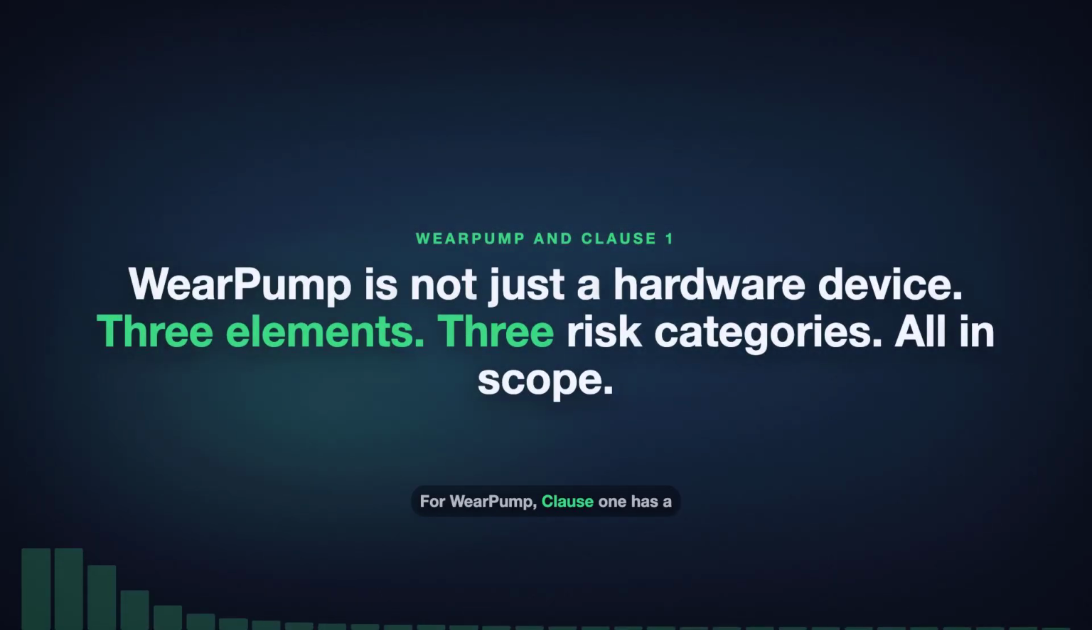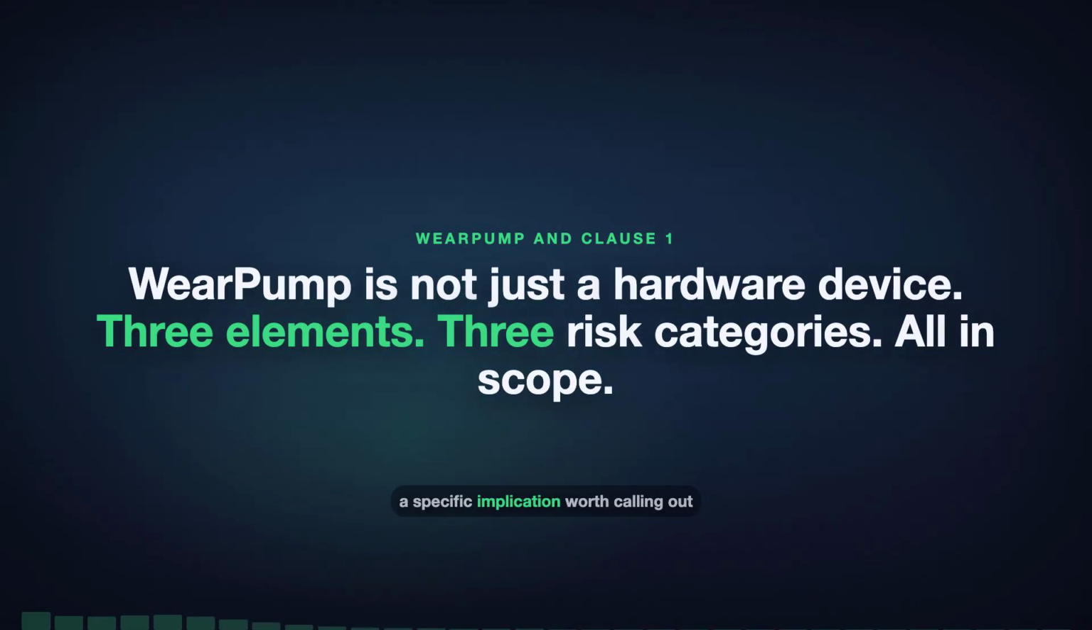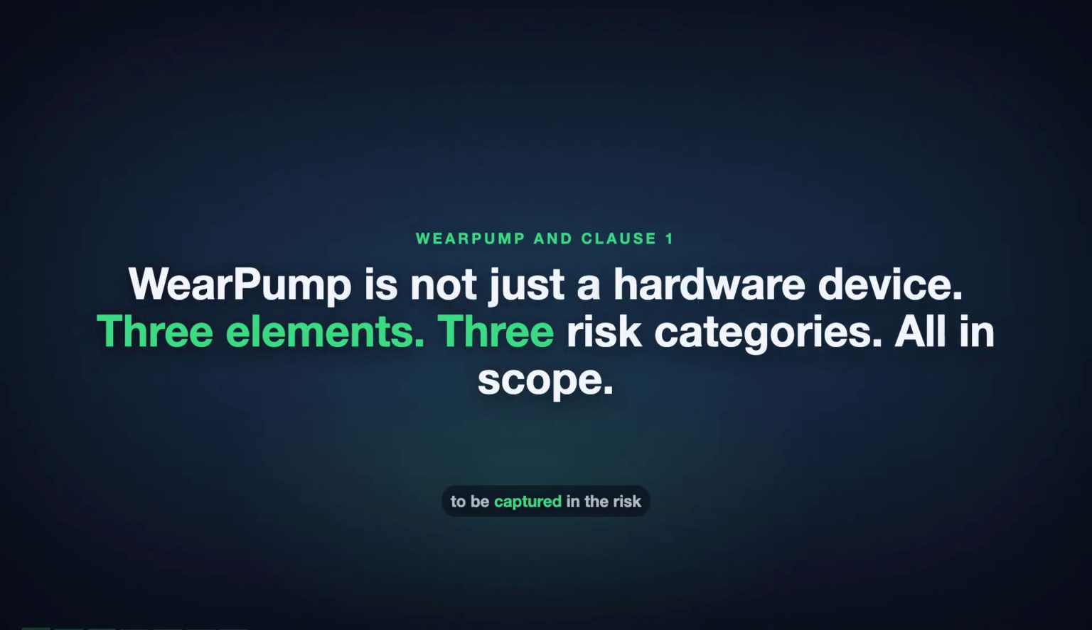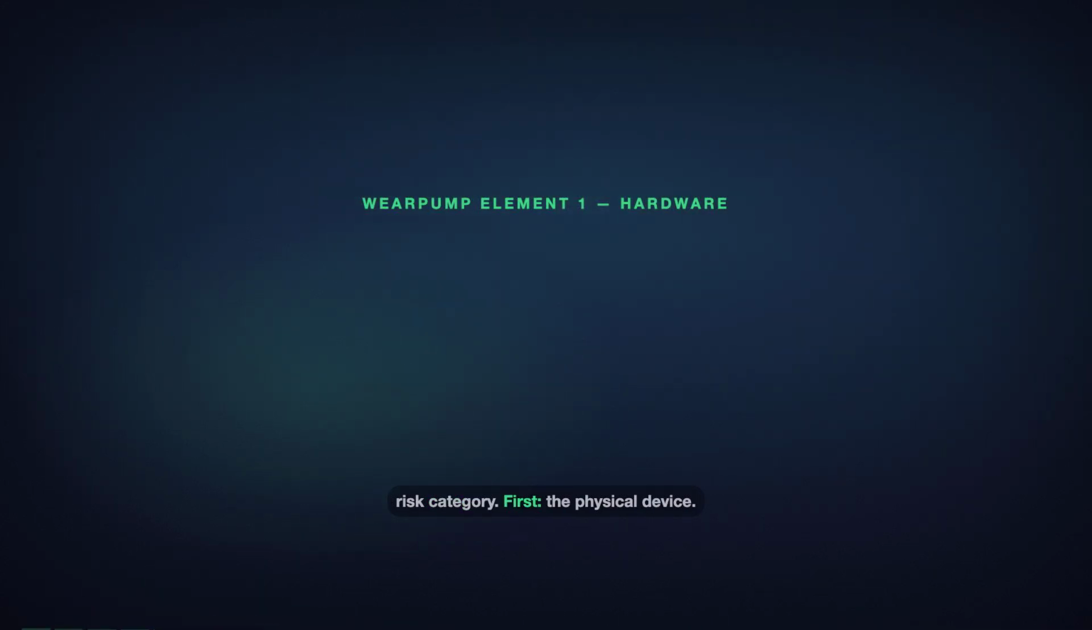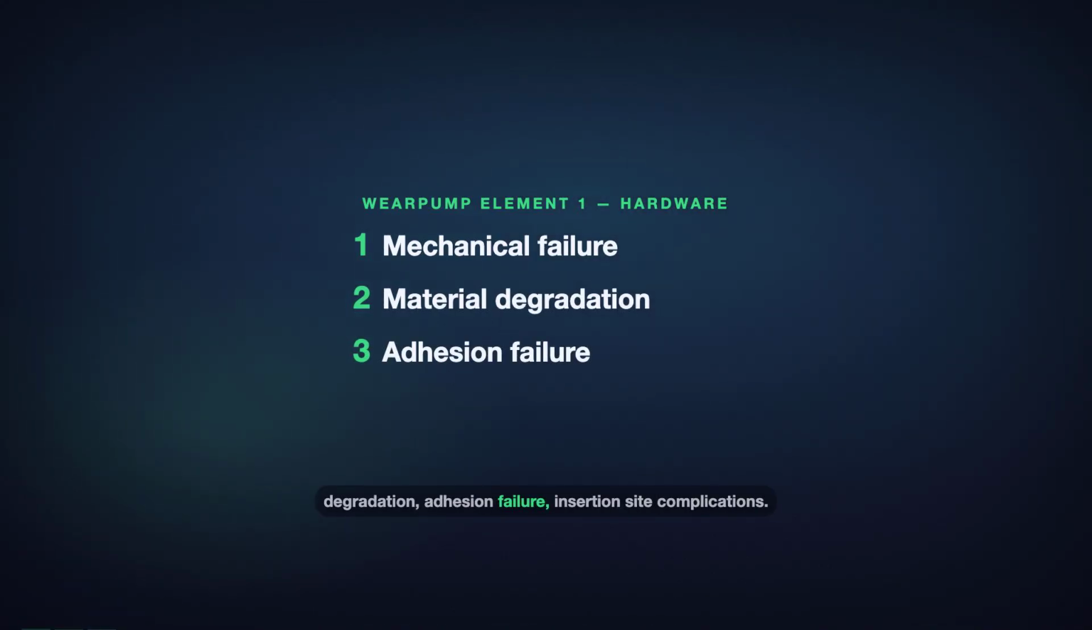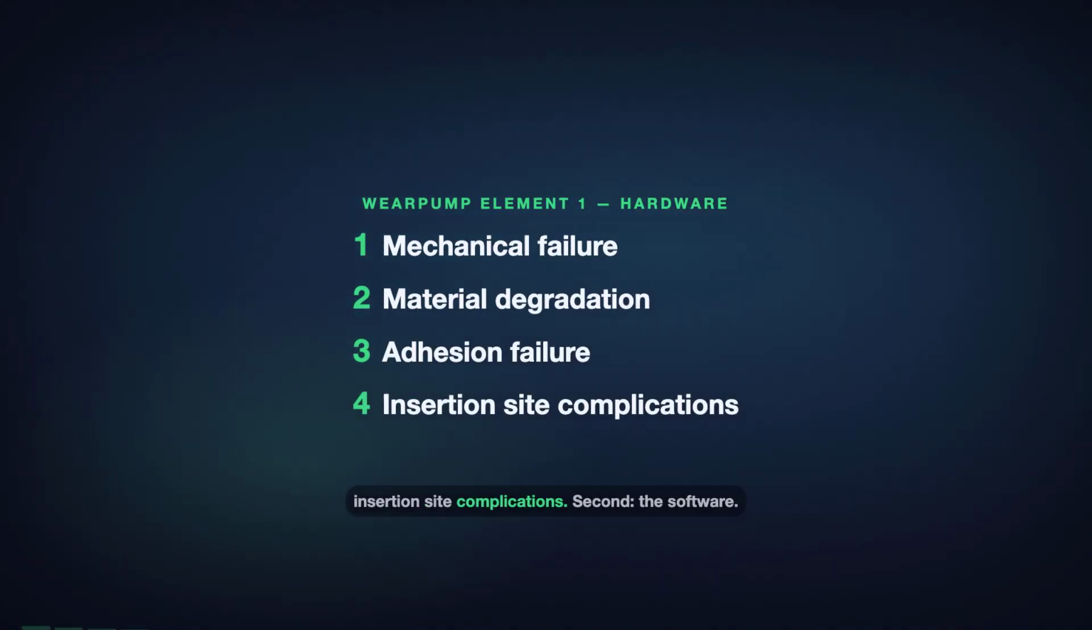For WearPump, Clause 1 has a specific implication worth calling out directly. WearPump is not just a hardware device. It has 3 elements that each need to be captured in the risk management process, and each brings its own risk category. First, the physical device, the pump body, cannula, reservoir, adhesive. These carry hardware risks: mechanical failure, material degradation, adhesion failure, insertion site complications.